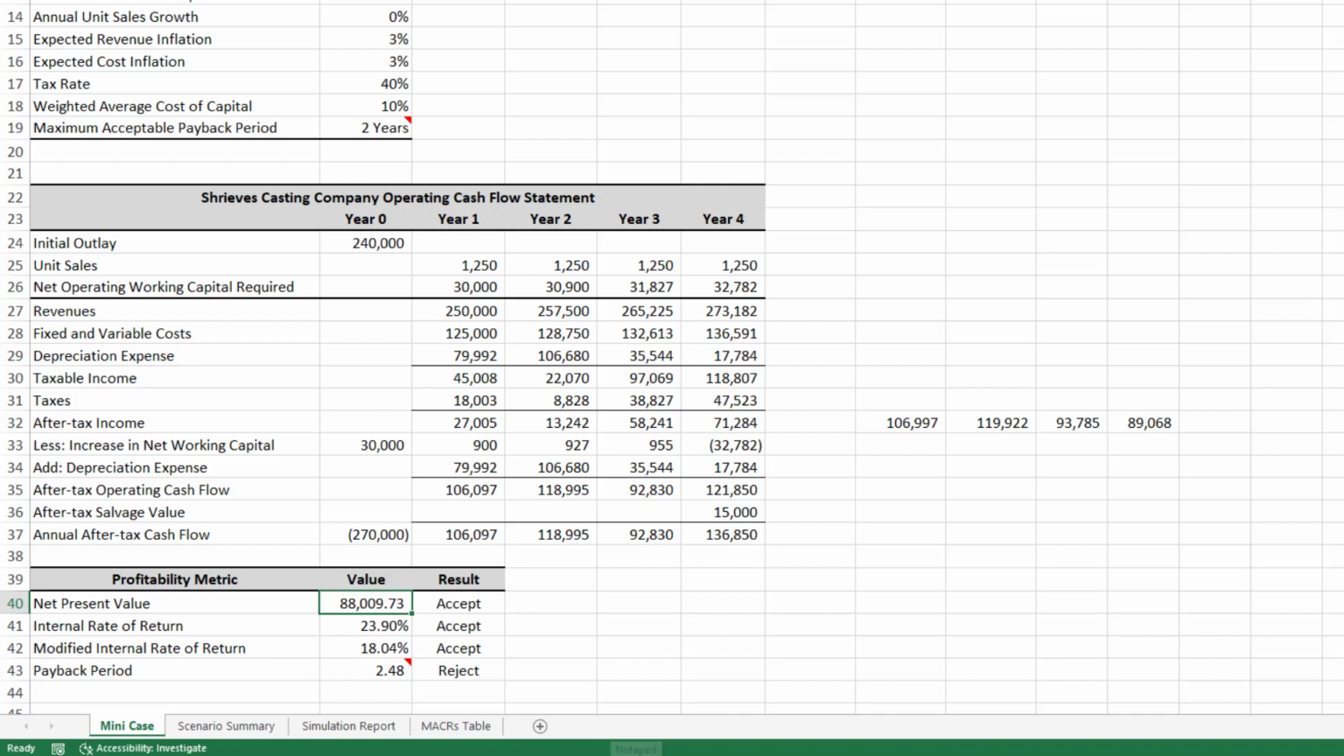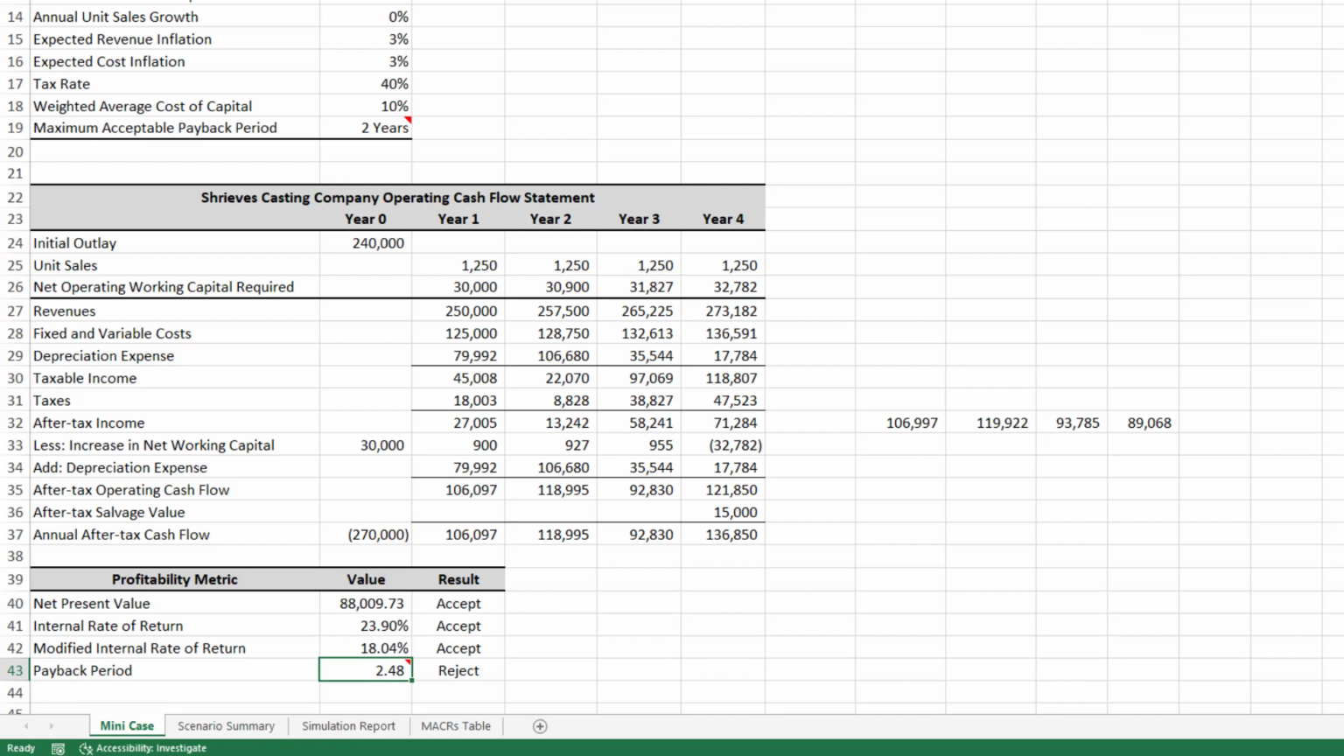Now, using these cash flows, we can calculate our net present value, and you can see that that's a positive $88,009.73, so we should accept the investment based on that. The IRR is 23.9%. We should accept based on that. And the modified IRR is 18.04%, so we should also accept based on that. And then the payback period is 2.48 years.